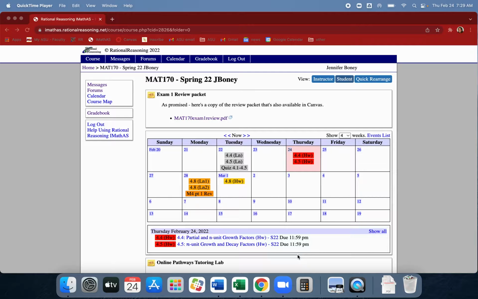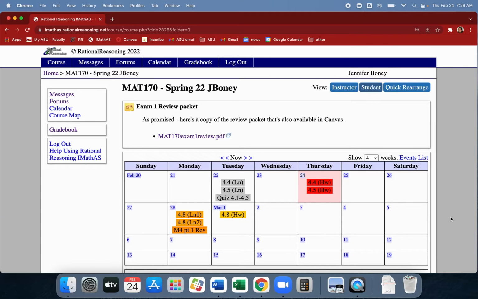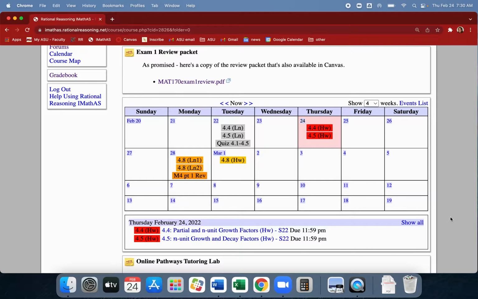So I've recently added a few new assignments on here. The 4.4 and 4.5 that you see, those have been there for a while. Let me zoom this in a little bit. Why it looks so small today. So 4.4 and 4.5 due tonight.